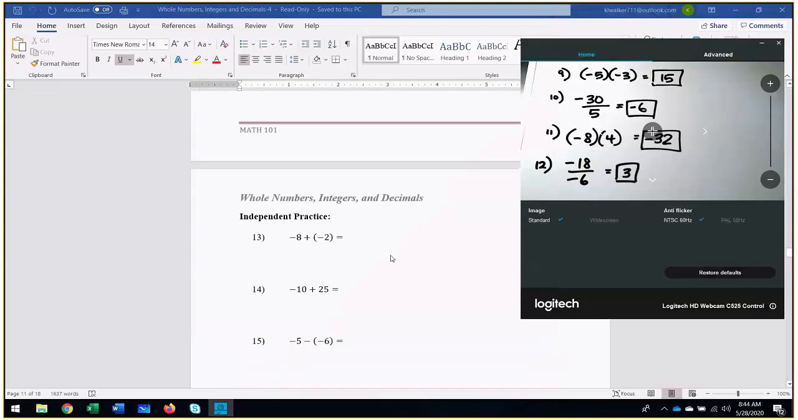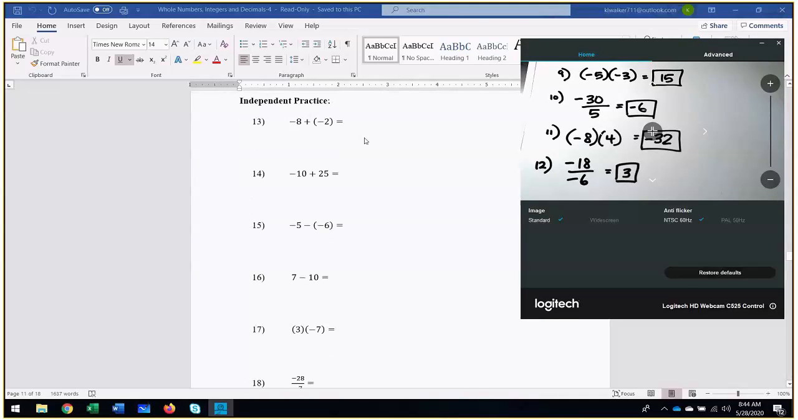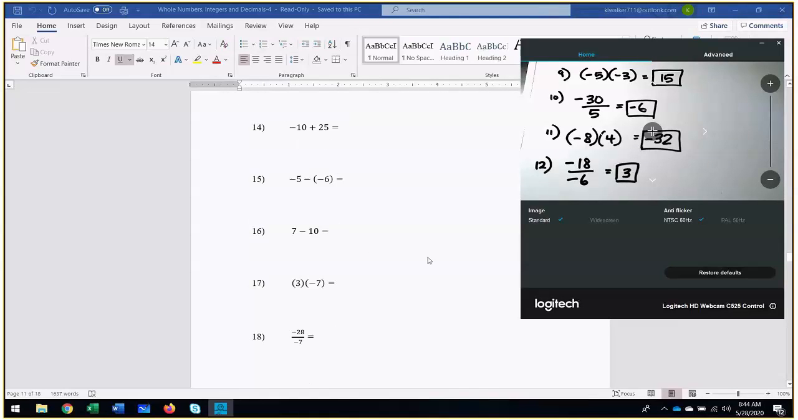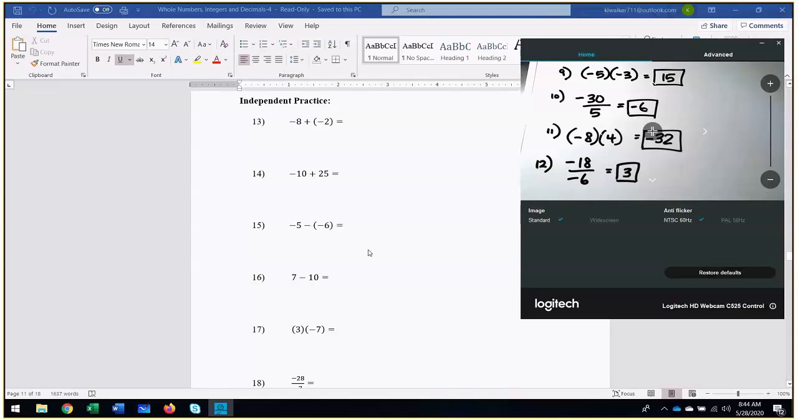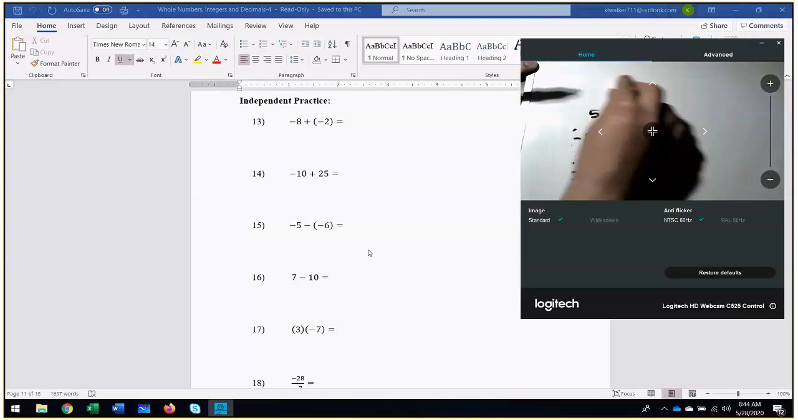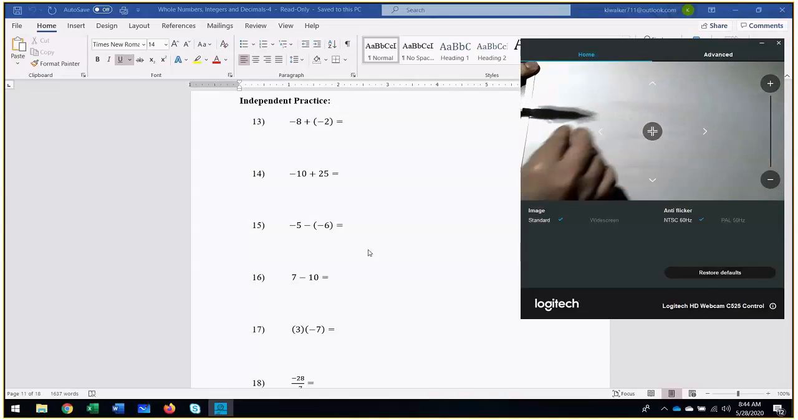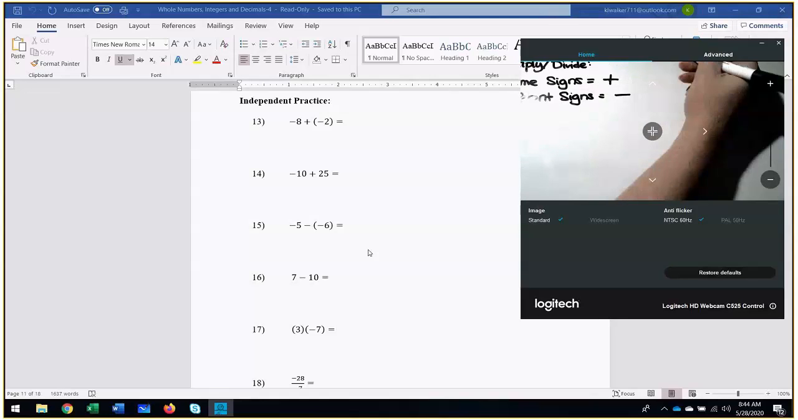I'm going to skip the independent practice for now because we've already gone through this, except I'm going to pull out a couple of the adding and subtracting ones that we haven't talked about yet, just to review what we talked about last time. So I'm going to leave these up here too, and we're going to put adding and subtracting over here.